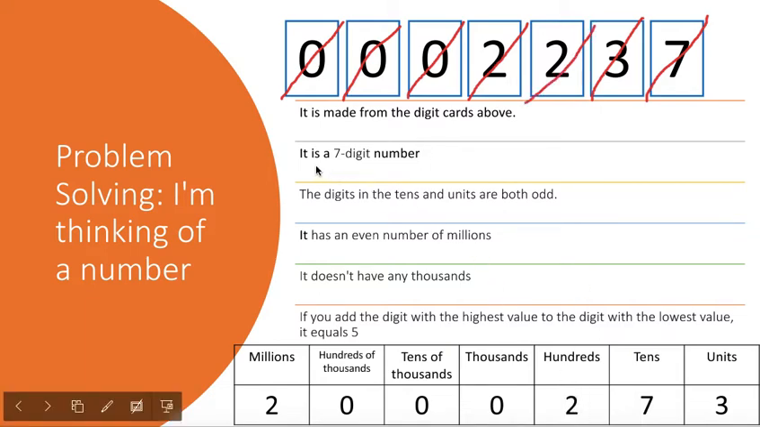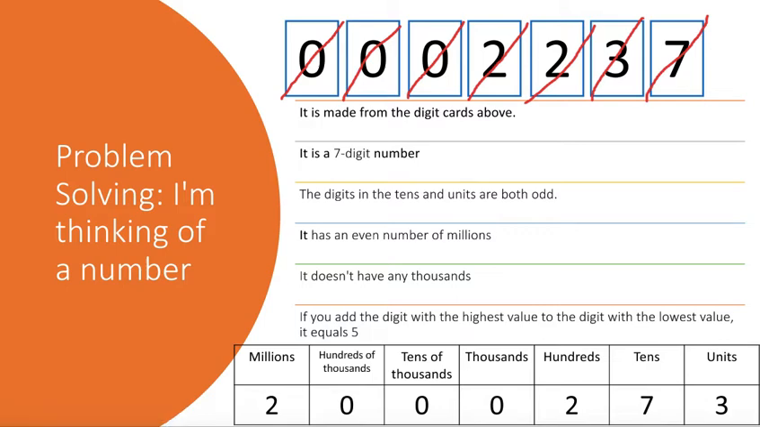Let's double check. Is it a 7-digit number? 1, 2, 3, 4, 5, 6, 7. Yep. The digits in the tens and units are both odd. 7's an odd digit. 3's an odd digit. It has an even number of millions. That's 2 millions, an even number of millions. Doesn't have any thousands. No thousands whatsoever. And if you add the digit with the highest value to the digit with the lowest value, it equals 5. 2 plus 3 equals 5. That must be the number that I'm thinking of. Good job if you got that one right.